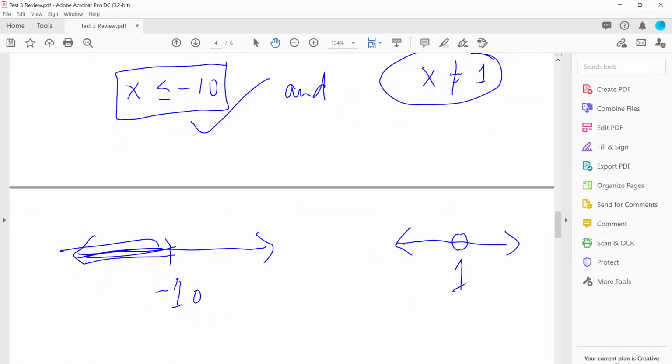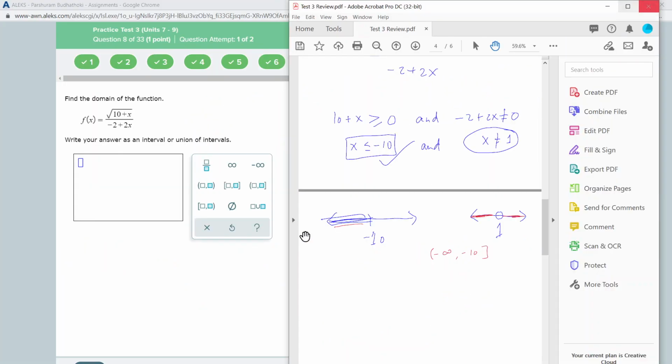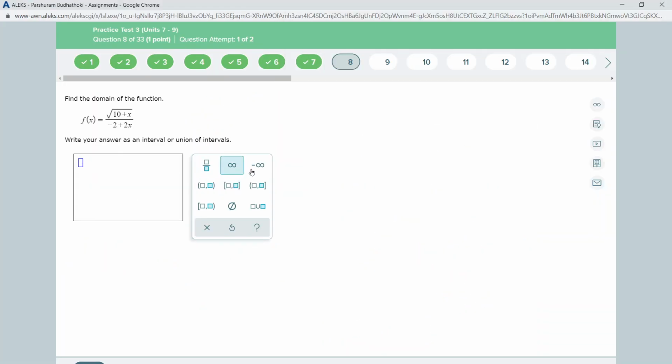So you can see anything here and here. What is the intersection of this part and this red part? The intersection is anything less or equal to negative 10. So the answer for this problem would be from negative infinity to negative 10, including negative 10. So that's the intersection. Anything from negative infinity to, sorry, we need the bracket, negative 10.